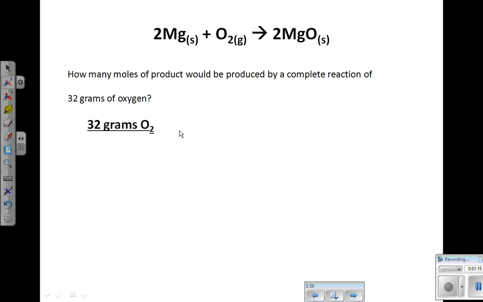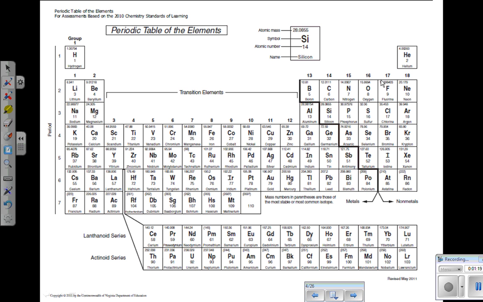And to determine how many grams are in 1 mole, we look at our periodic table. And over here we find oxygen. The molar mass of 1 atom of oxygen is roughly 16 grams. But since this is a diatomic element, meaning that there are 2 atoms that make up 1 mole, we are going to double that amount so that 1 mole of oxygen is actually 32 grams.